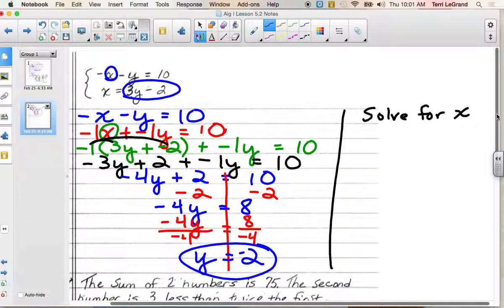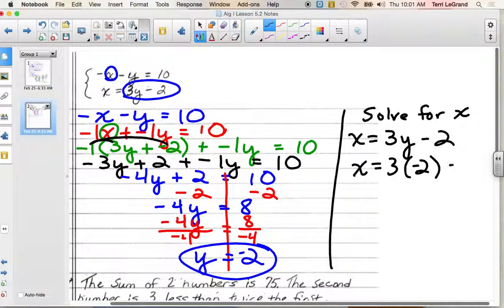X equals, the one that has x all by itself already. So we solved for y. We know that y is negative 2. We can also make this add the opposite. So x equals negative 6 plus negative 2. X equals negative 8.